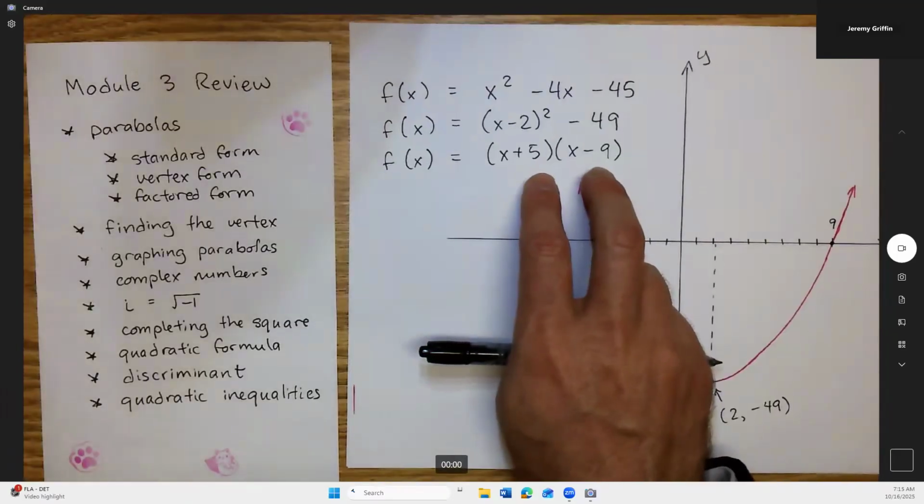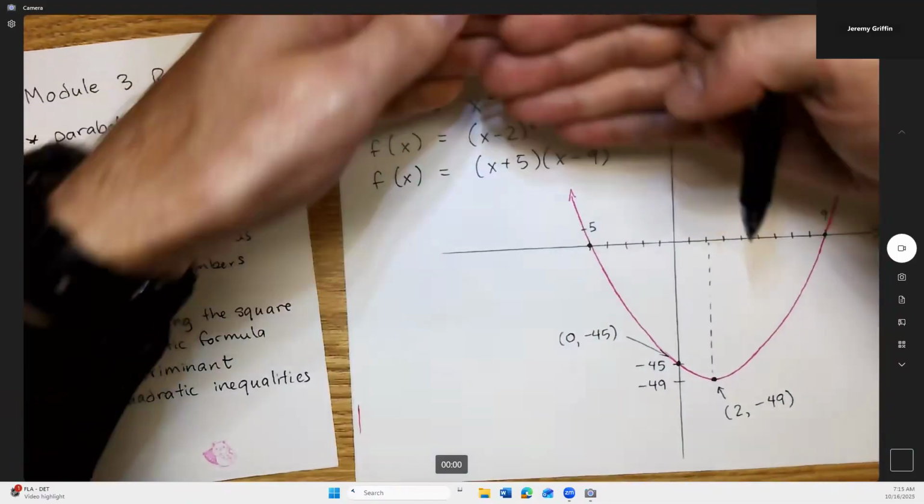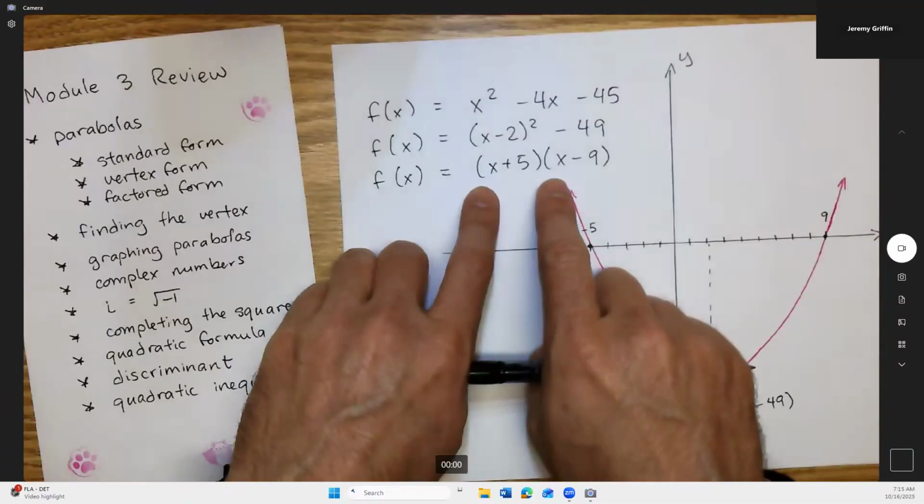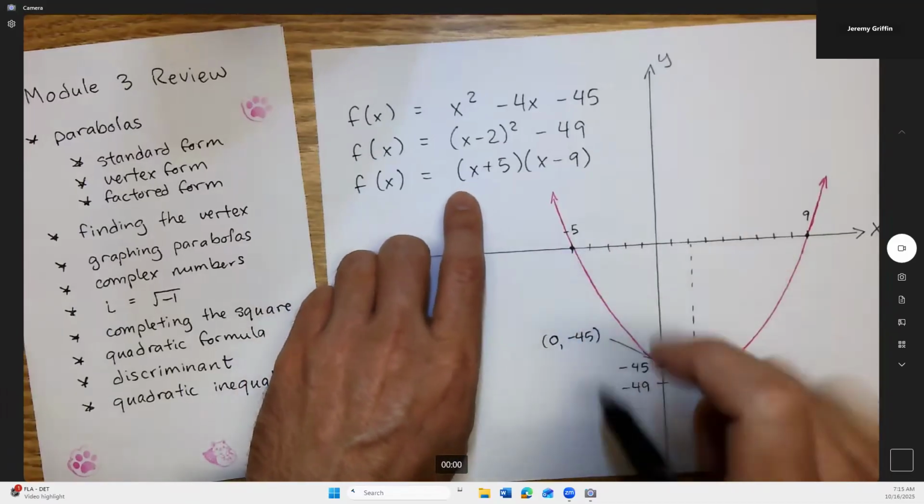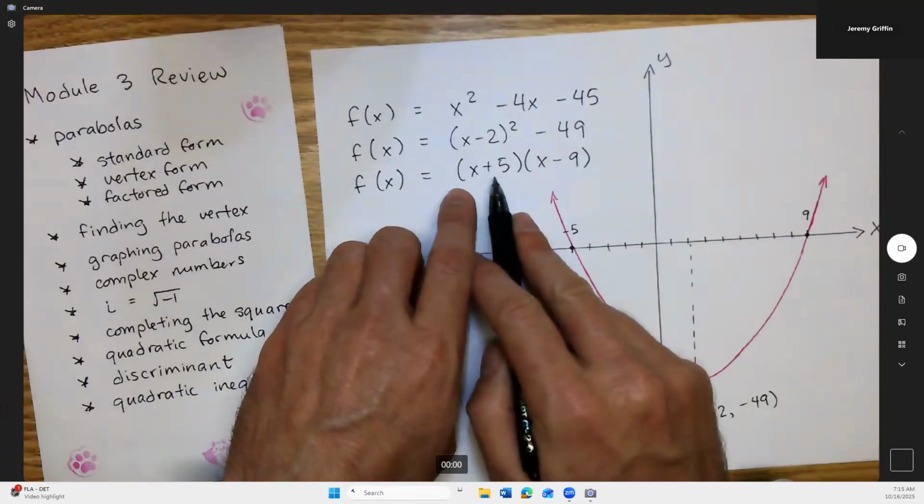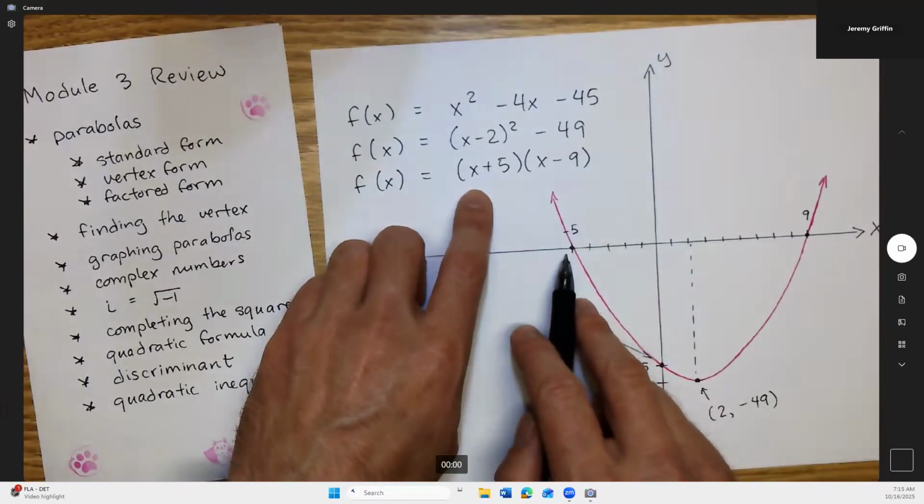What if you're given factored form? What if you just have this? How would you know how to create a parabola? Well, the advantage of factored form is you can very quickly get the x-intercepts. You get these zeros. Because I see where x is negative 5, this bit would zero out. Therefore, 0 times anything is 0. So at negative 5 it has to be 0. Boink. That's that point there.